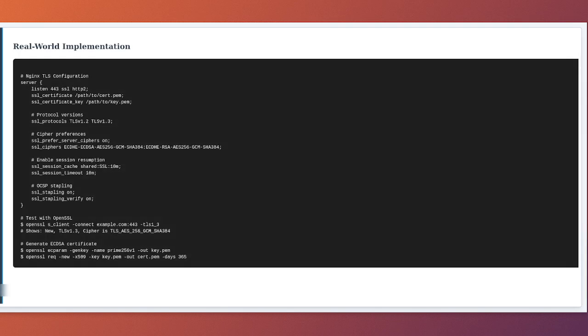Implementation examples. Let's get practical and look at how TLS is actually implemented and configured in real-world scenarios. Understanding the theory is important, but seeing how it translates into actual configurations and commands will make these concepts concrete.